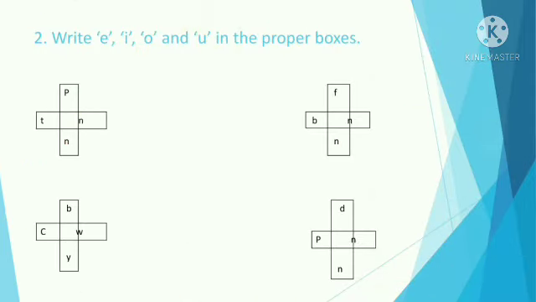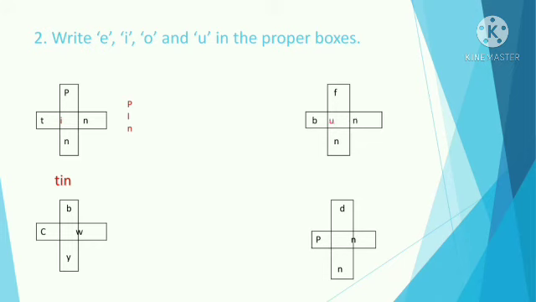Question number 2, write E, I, O and U in the proper boxes. Now see the first table. We will write I in the first table. When we write I, we get two words. The first word is pin, p-i-n, pin, and the second word is tin, t-i-n, tin.